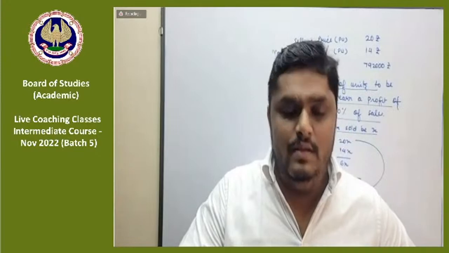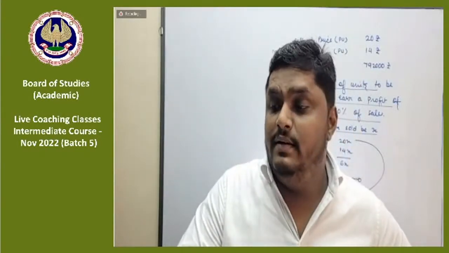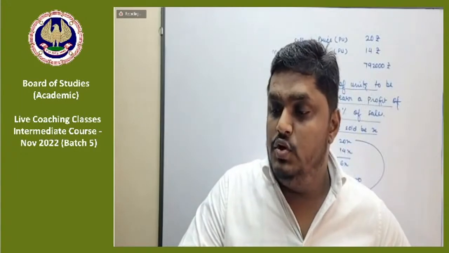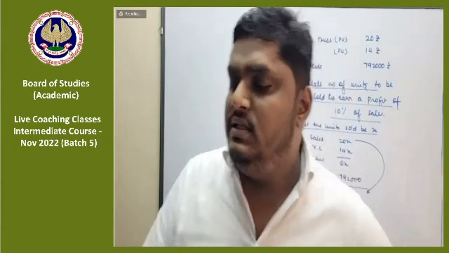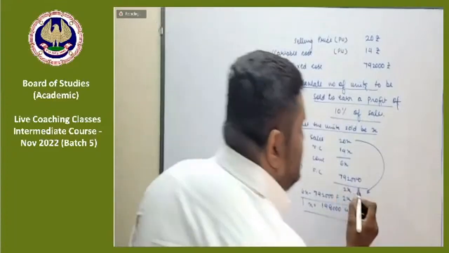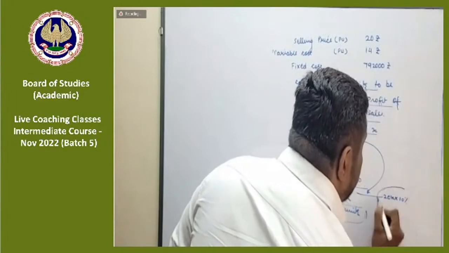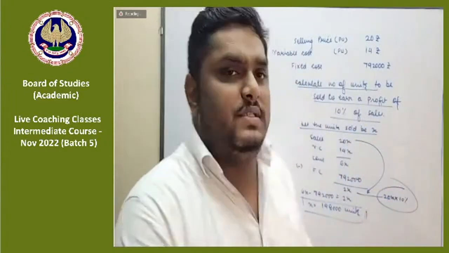Welcome back, guys. After the break, there is a query from Mr. Farad that said how you calculated 2x. 2x is basically 20x into 10%. This is how I got 2x.